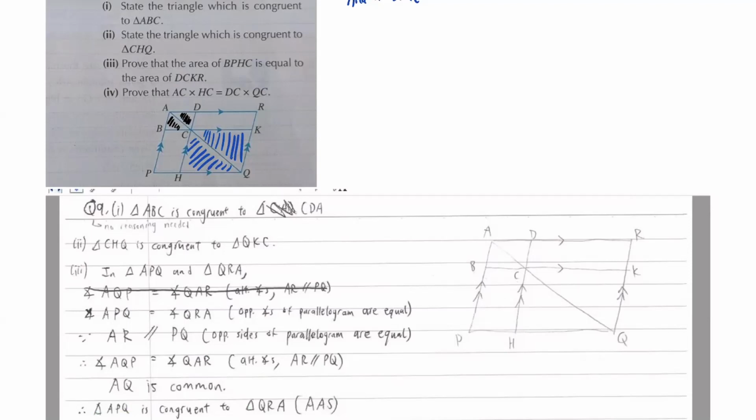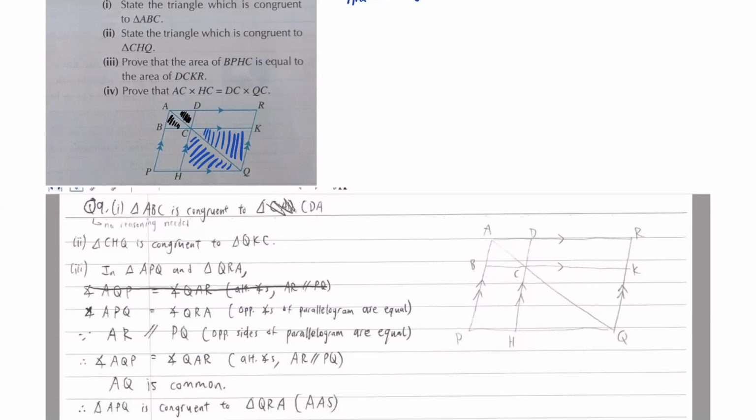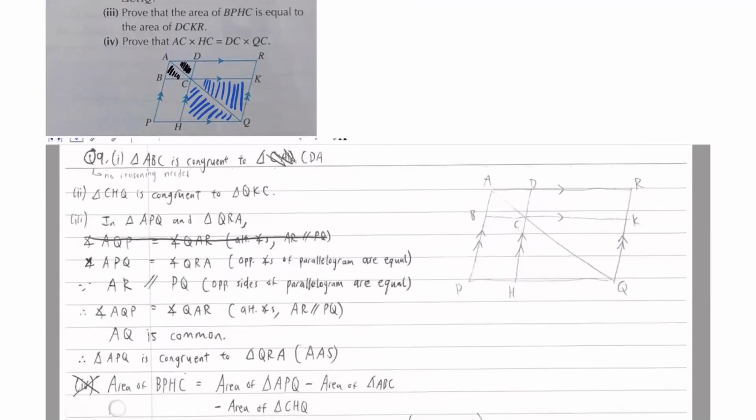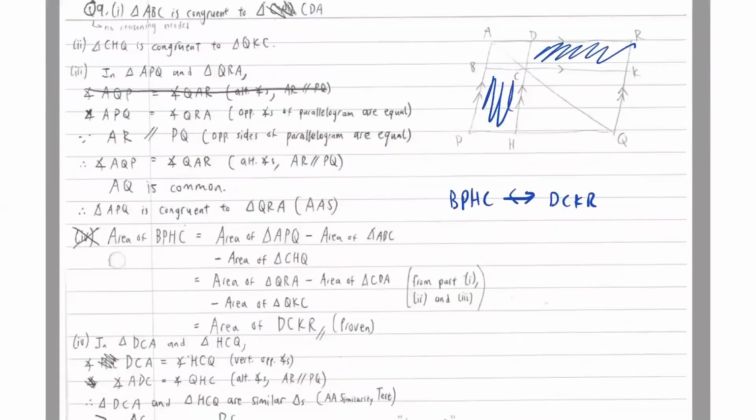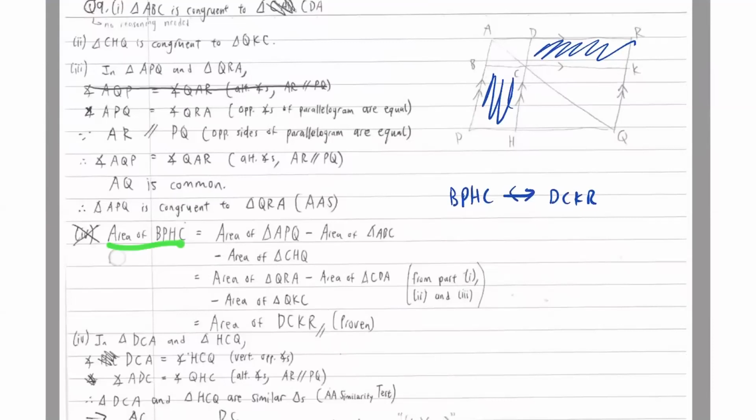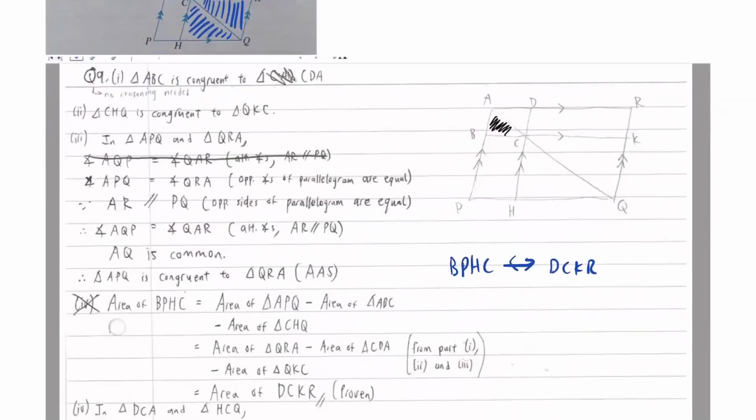Okay, now that we have proven it's congruent, it's just the presentation part, big minus small. So here is how I presented it. You want BPHC to be the same as DCKR. This part and this part must be equal. Let's see the presentation. BPHC is equal to the area of the big triangle APQ, the left side one, minus the area of ABC, minus the area of CHQ. Maybe I'll color code it the same as what I did above just now, the black color and blue color.